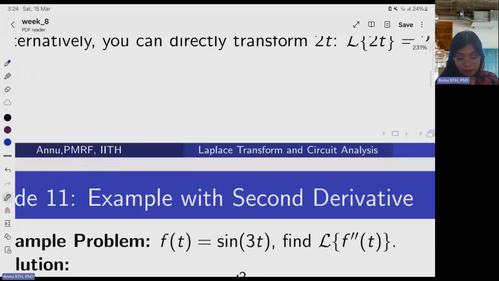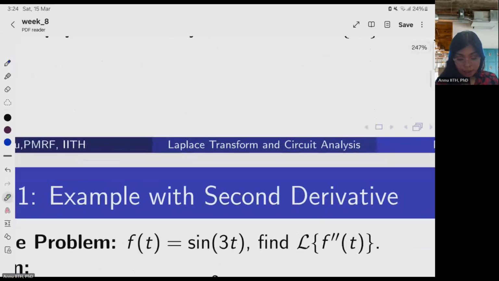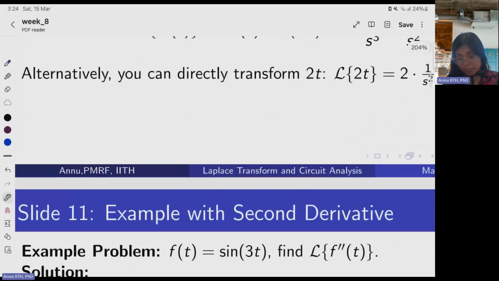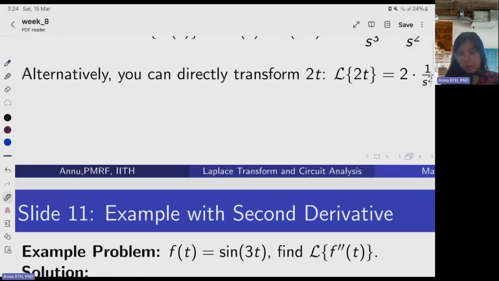I want the answer for this. If f(t) is equal to sine 3t, find the Laplace transform of f double dash of t. We will use double dash now. Give me the solution, give me the answer.